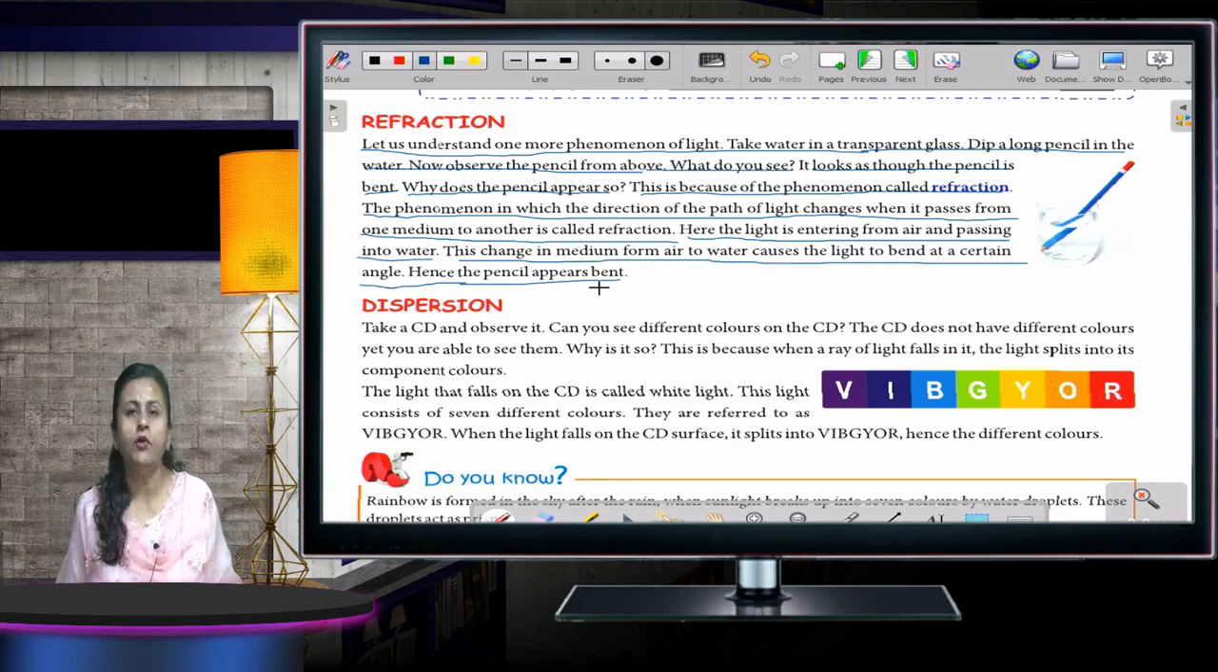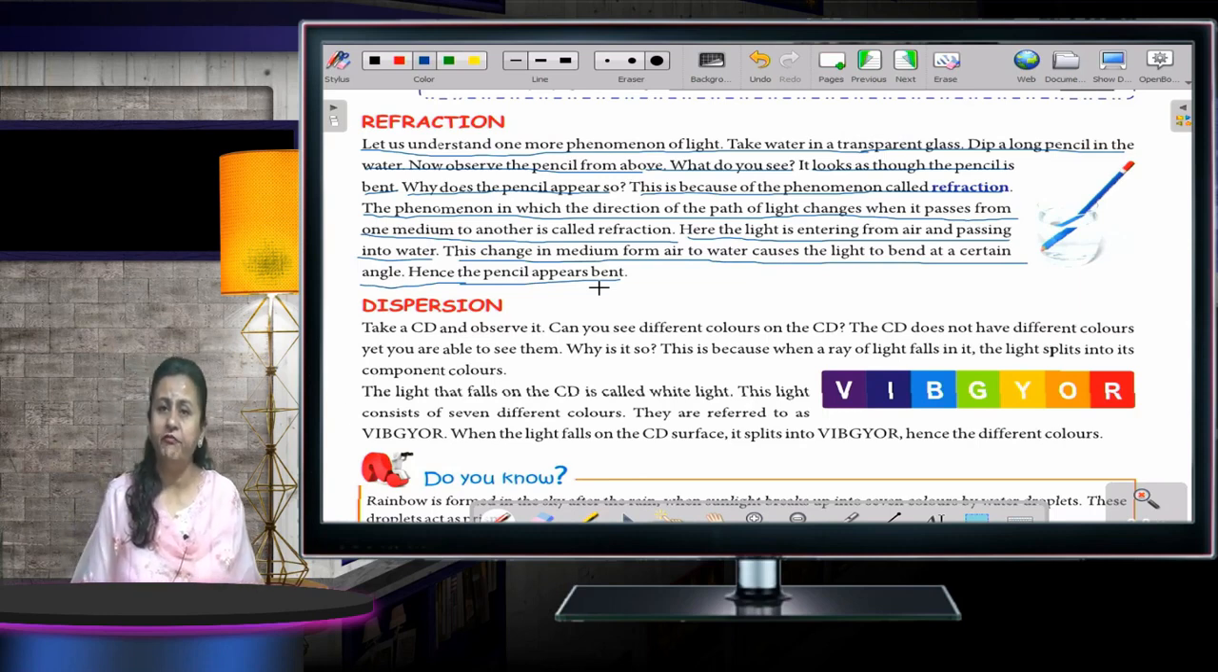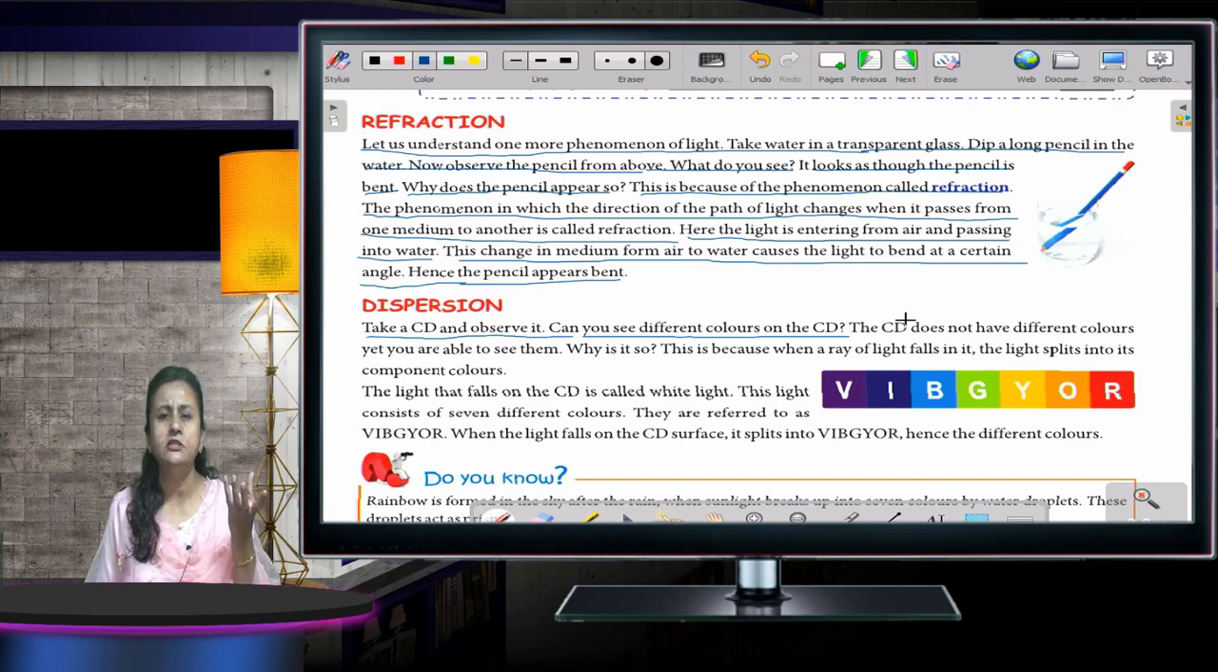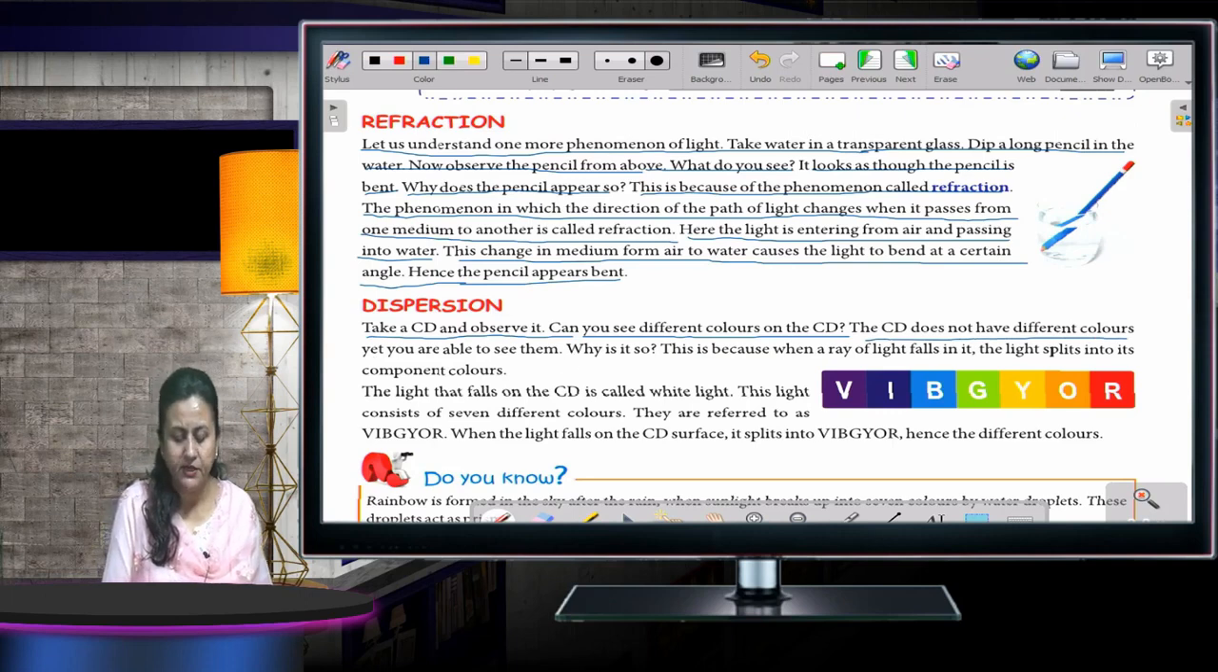Fine. Now, what is dispersion? I hope refraction is clear to you. We will talk about dispersion now. Take a CD and observe it. You can see different colors on the CD. You take any old CD and you will see lots of colors on that. Why is it so? The CD does not have different colors, yet you are able to see them. This is because when a ray of light falls on it, the light splits into component colors.